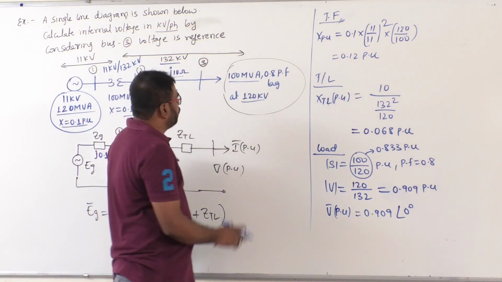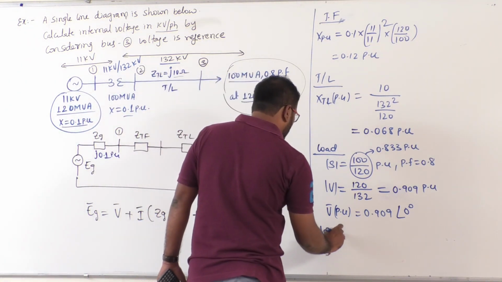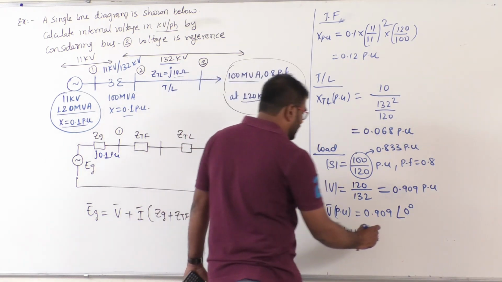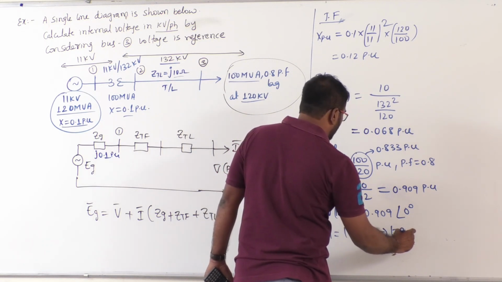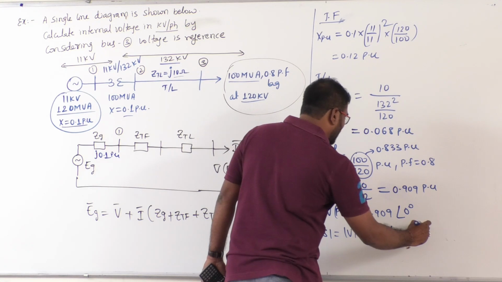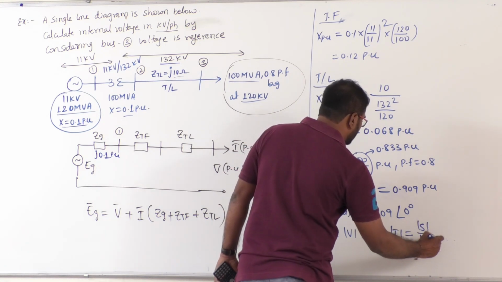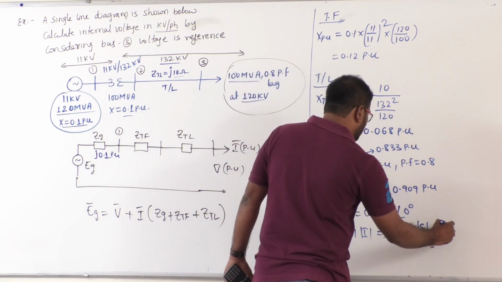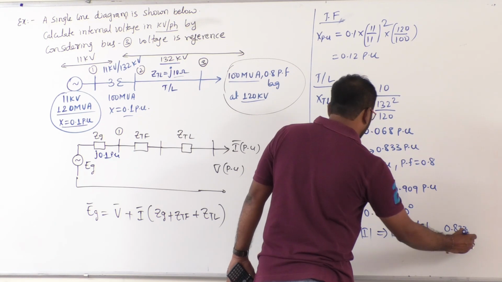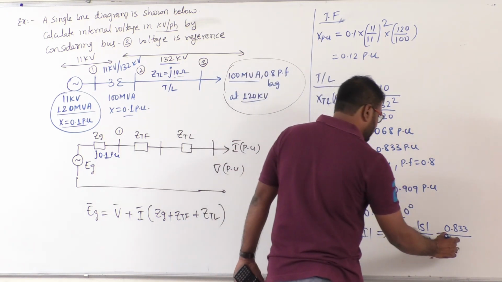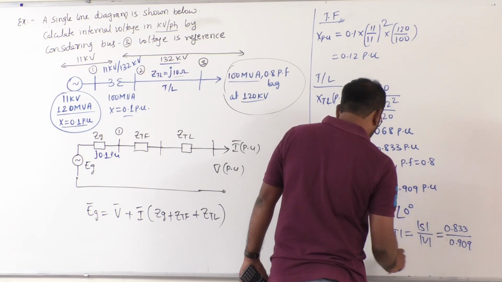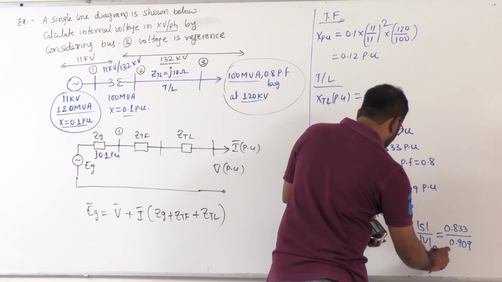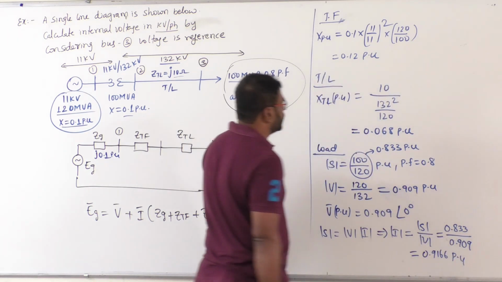Clear? We know that magnitude of S in per unit form equals magnitude of V into magnitude of I. Let's calculate the magnitude of I from here. Magnitude of I equals magnitude of S by magnitude of V, that is 0.833 divided by 0.909. If I solve this, we get magnitude of I equal to 0.9166 per unit.